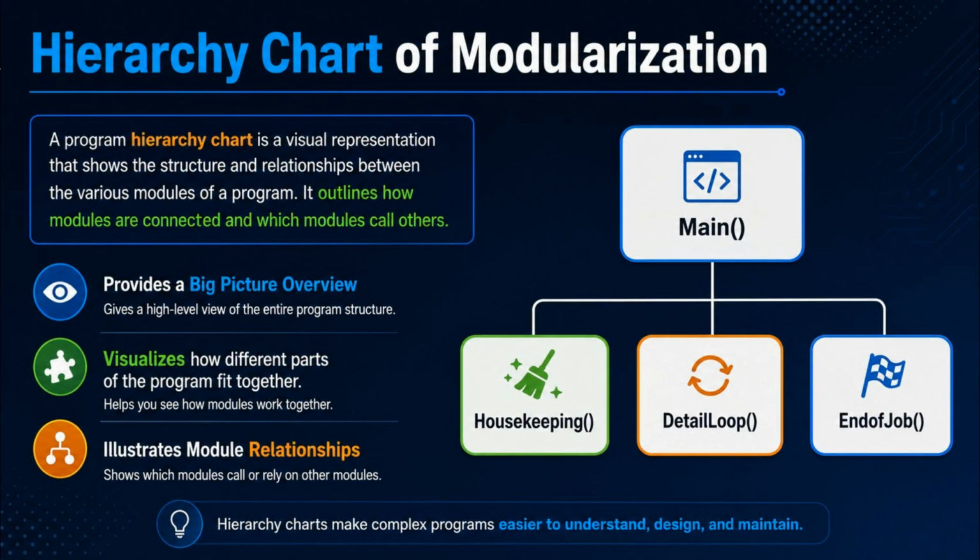A hierarchy chart is a visual map showing how a program's modules relate to and call one another, giving you the big picture overview of how everything fits together. In a typical structure, main sits at the top, calling housekeeping to get things set up, detail loop to handle the core repeated logic, and end of job to wrap everything up, exactly the three mainline stages we just covered, now shown as a connected chart.